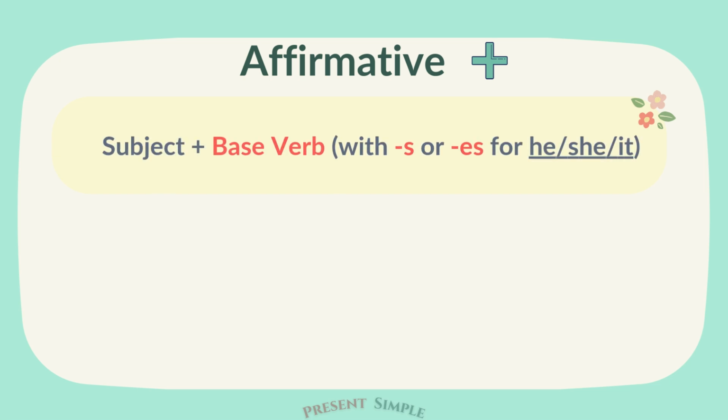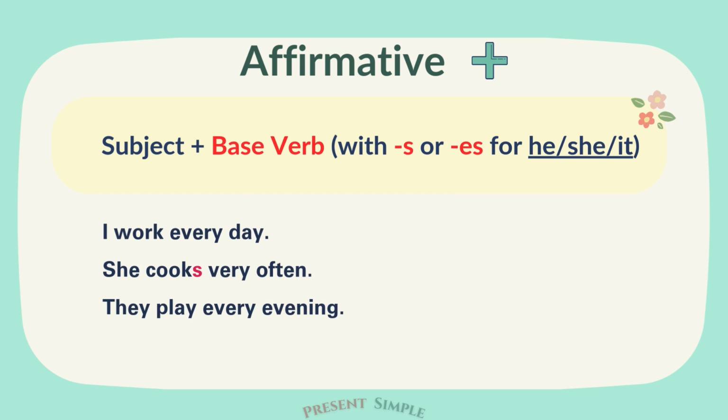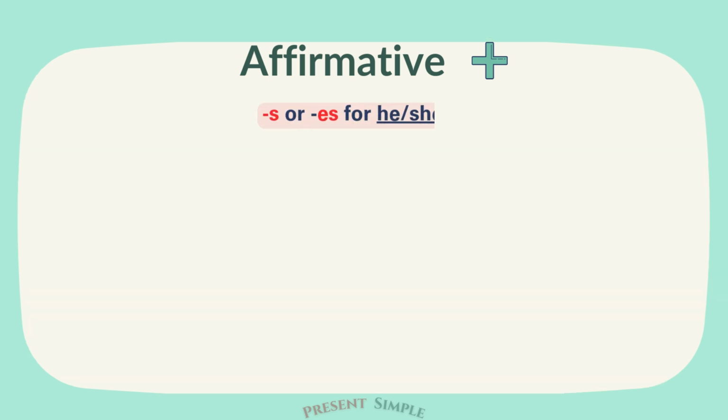Now we will look at the grammatical structure of present simple. When we talk in the affirmative to state something, the subject of our sentence is followed by the base form of the verb. For the third person singular, we add s ending to the base verb. I work every day. She cooks very often. They play every evening.